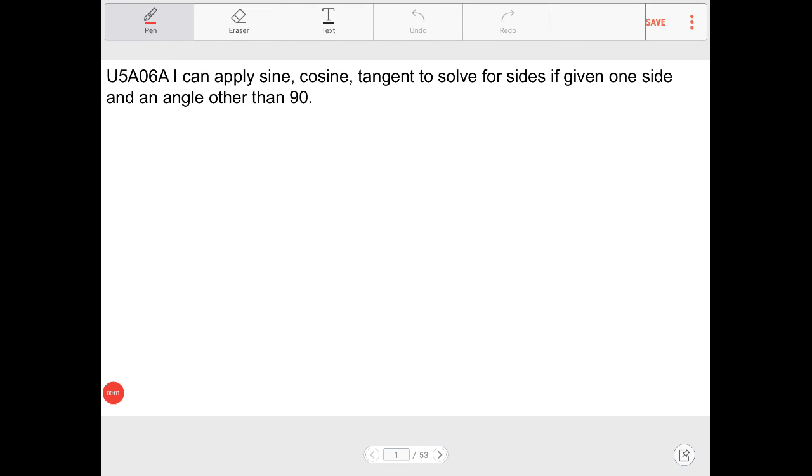Students, this is lesson U5A06a. By the end of the lesson, you should be able to say, I can apply sine, cosine, tangent to solve for sides if given one side and an angle other than 90.